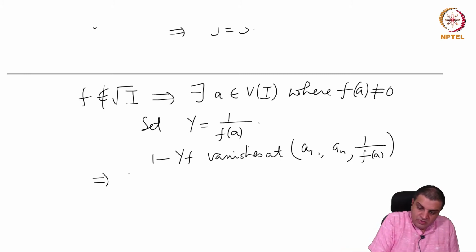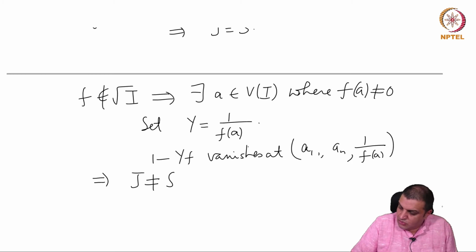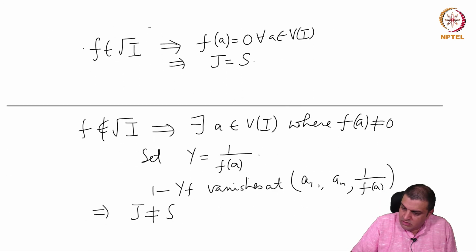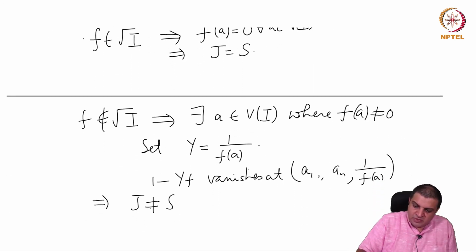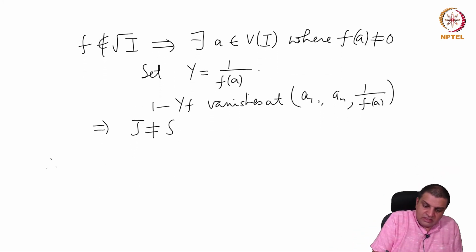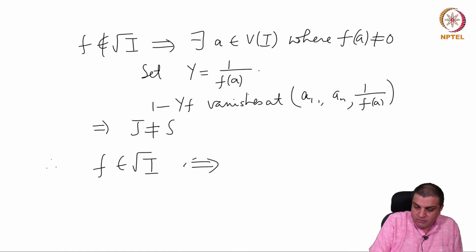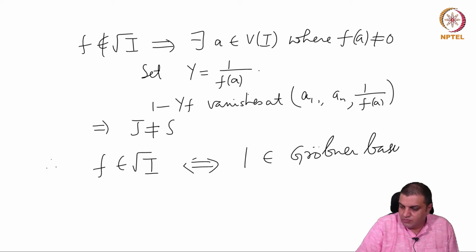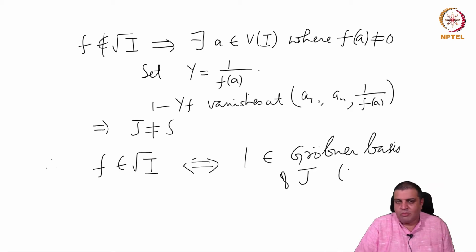Okay, so in other words, J is not equal to S. So the question whether f is inside the radical of I is precisely determined by whether J is S or not, and therefore the test is: f is in the radical of I if and only if 1 is in the Gröbner basis of J in some order.